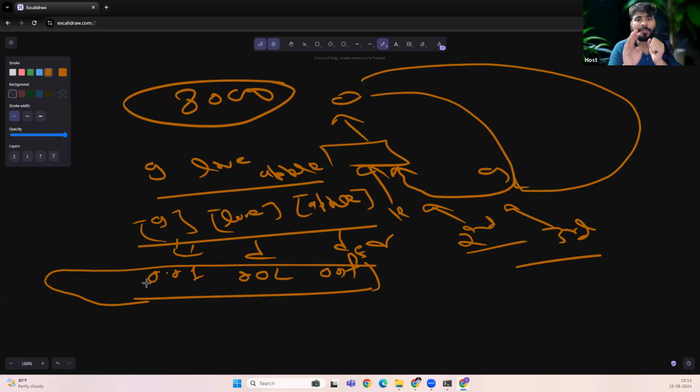Fourth, we have the output gate. The output gate helps us generate the output based upon the memory and based upon the input gate. Clear these 4 points? Input gate, memory gate, forget gate, and output gate.